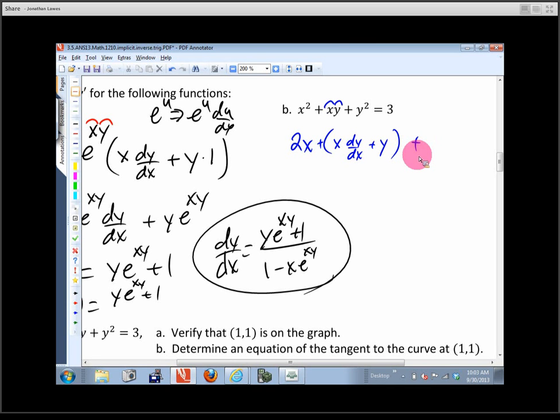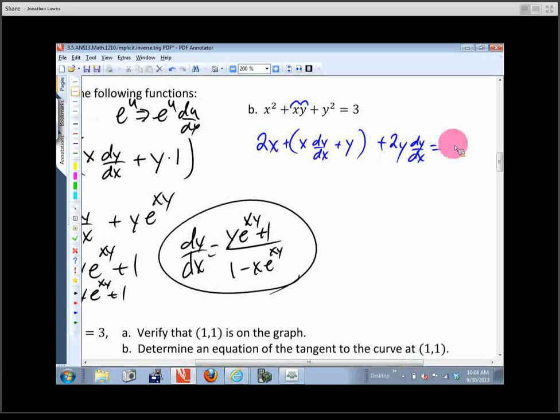Plus 2y, and do we just leave it like that? It's got to be dy/dx, okay? Found the derivative of the outside function. The outside function is squaring. That's going to be 2 times that same thing raised to the first power times the derivative of whatever the base was. In this case, it was a y. So that's dy/dx. And what's the derivative of 3 with respect to anything? 0. Okay? All right, so here's what we've got.